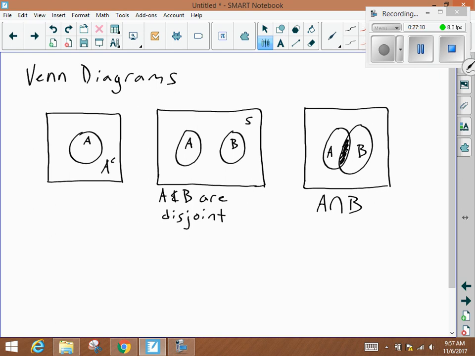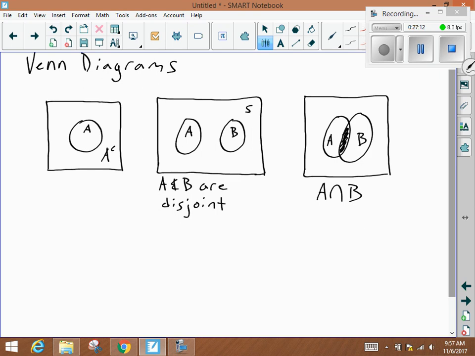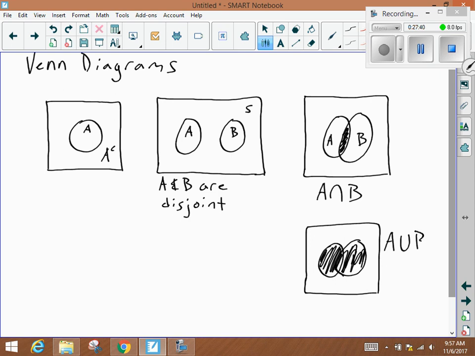And then the last case that we have with these Venn diagrams, so just getting us into using this notation. If I have two events that are not mutually exclusive, if I'm looking at the whole kit and caboodle, where all of them are shaded, that is A union B, okay?